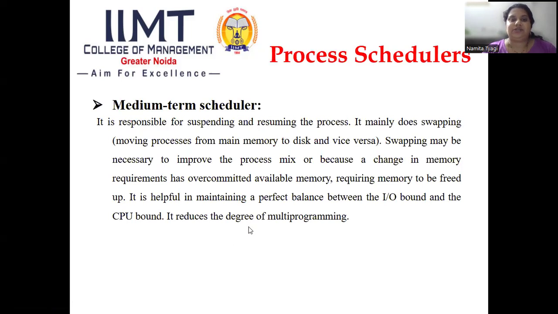Next is the medium-term scheduler. It is responsible for suspending and resuming processes. It mainly does swapping, which means moving a process from the main memory to the disk, and vice versa, from disk to the main memory. Swapping may be necessary to improve the process mix, or because a change in memory requirements has overcommitted available memory, requiring memory to be freed up. It is helpful in maintaining a perfect balance between the input and output bound and the CPU bound processes. It reduces the degree of multiprogramming.